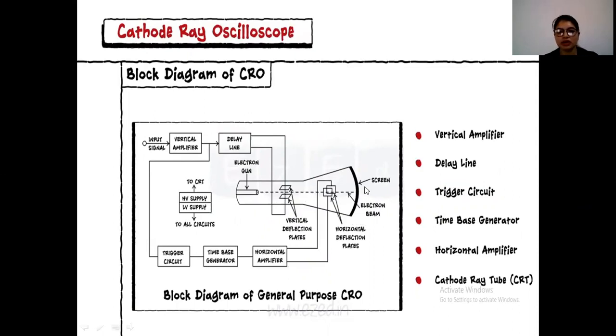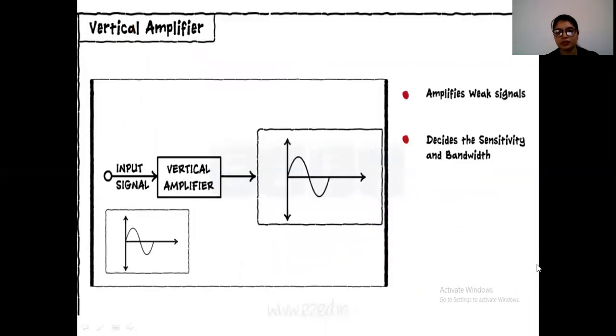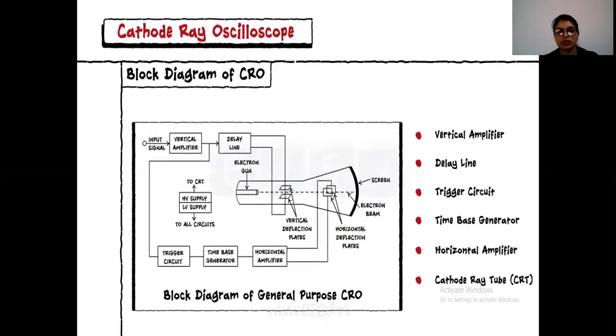So this is the basic block diagram of CRO, and this is CRT, that is cathode ray tube. Now the main parts of CRO are vertical amplifier, delay line, trigger circuit, time-base generator, horizontal amplifier, and cathode ray tube. So we will discuss it one by one. First block in this block diagram is vertical amplifier. So input signal is given to vertical amplifier, whose output we need to see at CRT tube or at CRO.